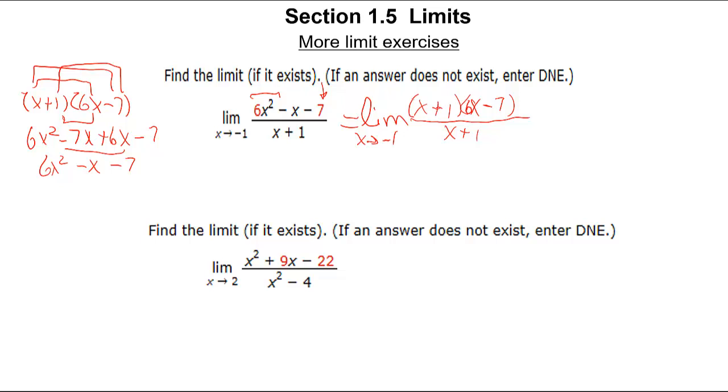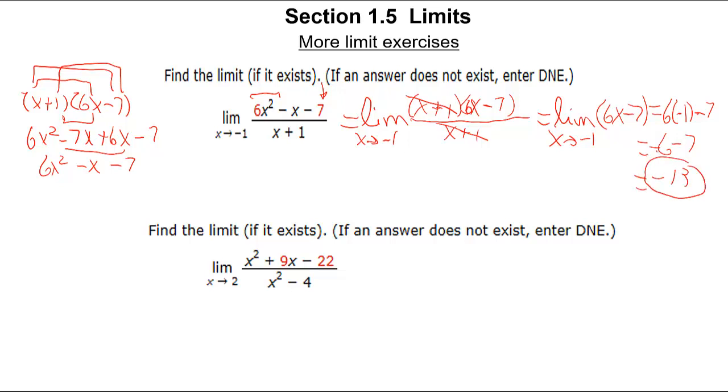You have to make sure it really does factor, though. You can't just assume that it does. It's got to actually work. But once you see that it does, you can legitimately divide out those x plus 1s. And you end up with the limit as x approaches minus 1 of the expression 6x minus 7. And now you can just plug in your negative 1. So you get 6 times negative 1 minus 7, which is negative 6 minus 7, which is negative 13. Again, practice makes perfect.